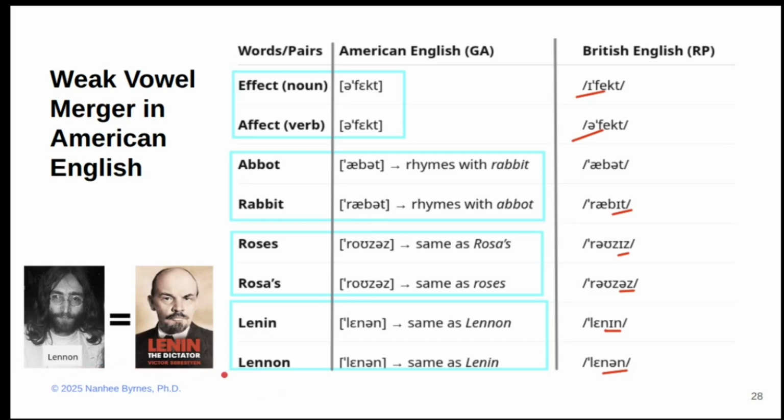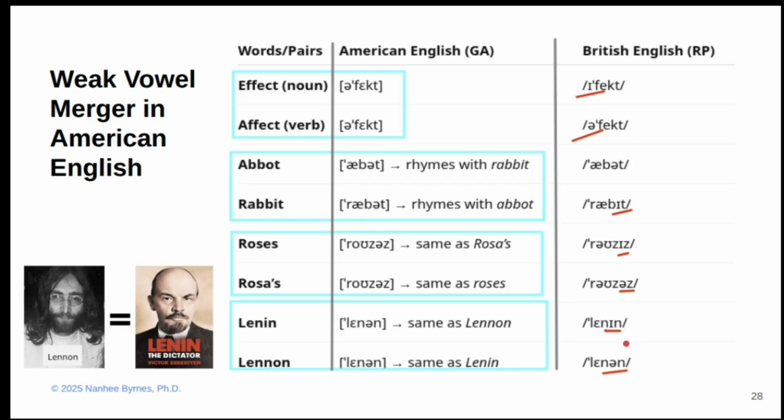How do these words sound in British English? In British English, unstressed vowels often keep their distinct qualities. For example, rabbit, abbot, effect, affect, roses, roses. Even names like Lenin and Lenin are pronounced differently in British English. Lenin, Lenin. So the pattern is clear.